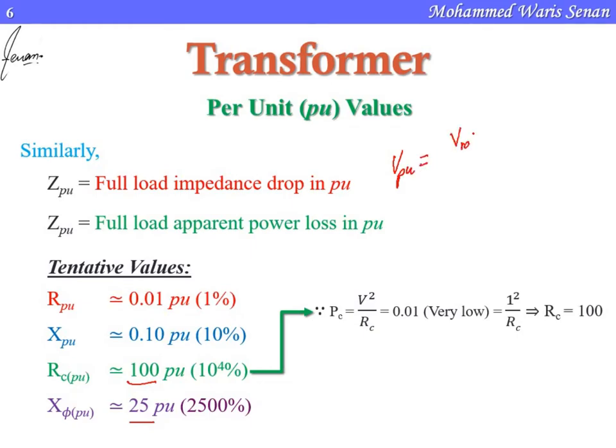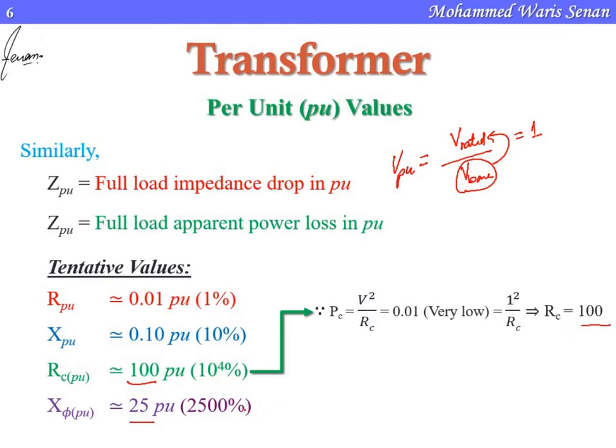So V rated upon, we write V base, and V base is generally chosen as the V rated value. So it will be equal to 1. So the per unit value of any rated quantity is always 1. So in this case also, the rated value of V is 1, and we can now find the value of RC. So the RC will be equal to here 100 per unit.